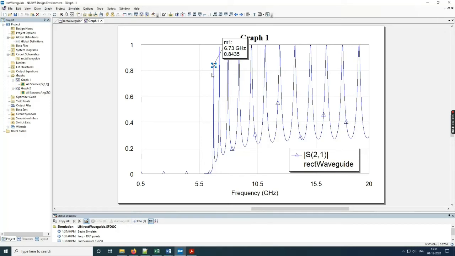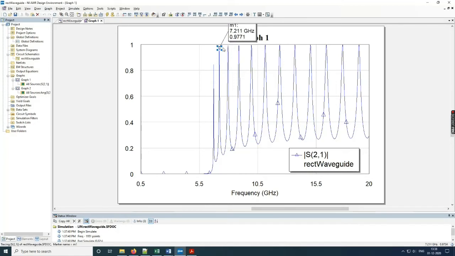Now, as you know, the dominant mode is that mode which is able to provide you the lowest cutoff frequency. And what you will see is that this 6.73 is very, very close to the cutoff frequency of the TE10 mode. And that is why this has the lowest frequency.